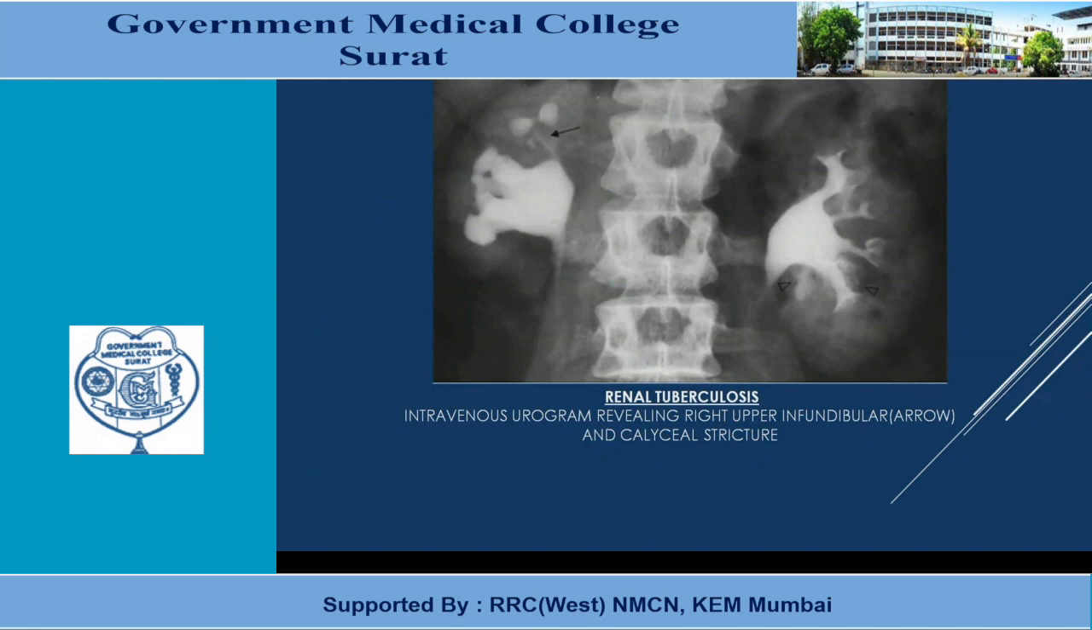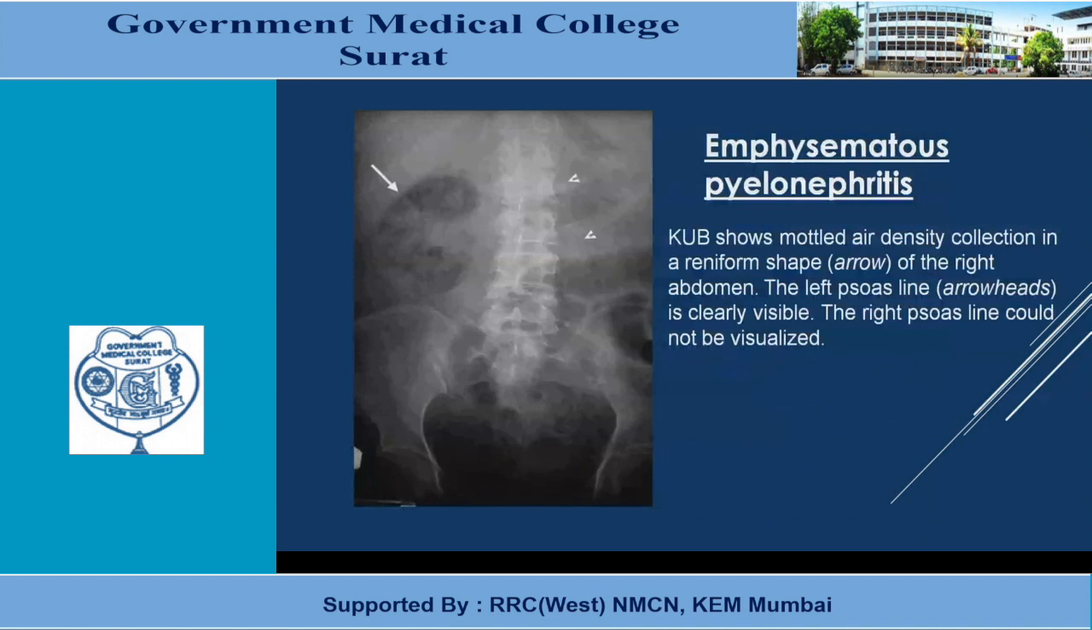This is the IVP of a patient with tuberculosis. On the left side, you can see the normal collecting system, minor calyx, and major calyx, which are normal structures, while on the right side there is a stricture in the minor calyx and infundibulum, which causes obstruction. This is the early finding of renal tuberculosis. So IVP is helpful for the diagnosis of tuberculosis. Now another entity is emphysematous pyelonephritis.